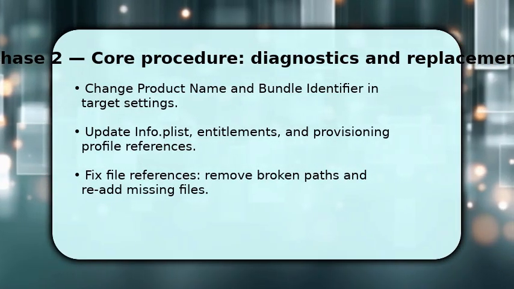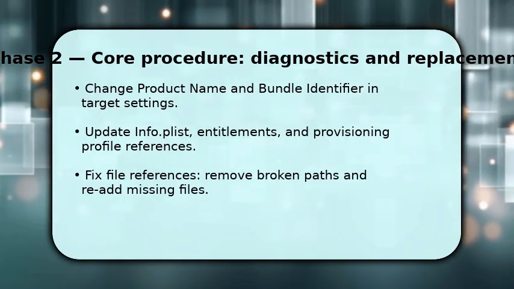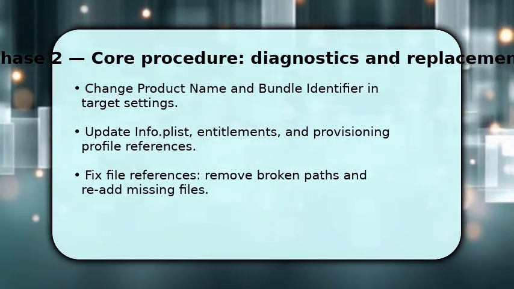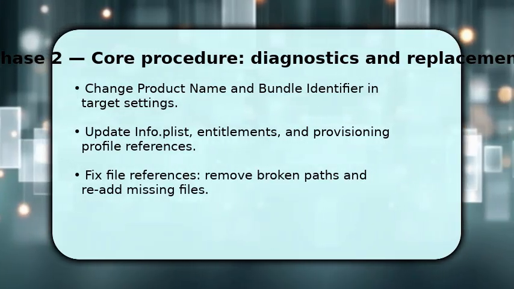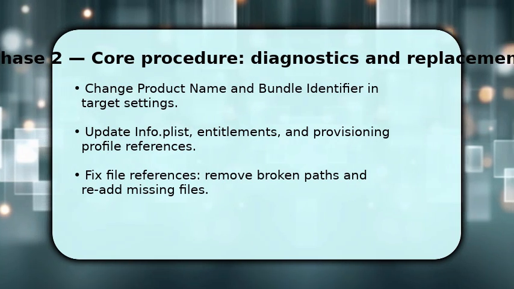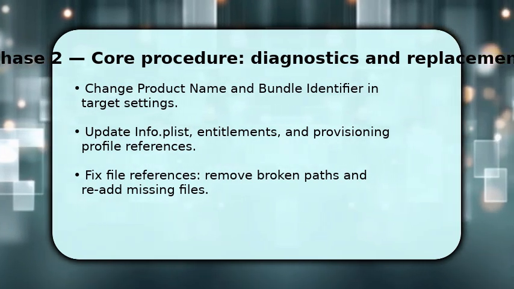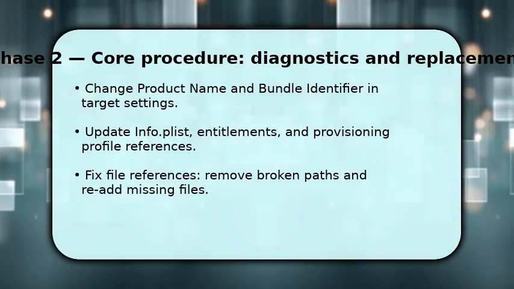Next, scan the project navigator for red file references, remove broken paths, and re-add files using the new folder. Make sure path types are relative to the project, so moving the folder later won't break links, and update any script phase paths that reference the old name.